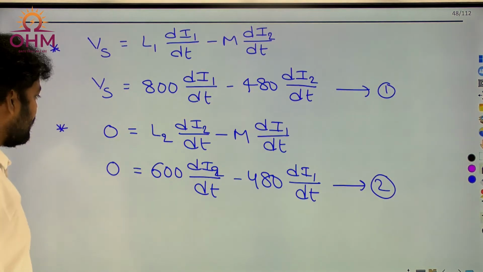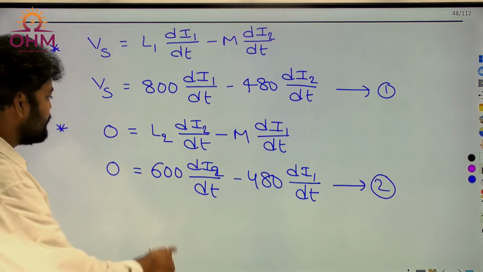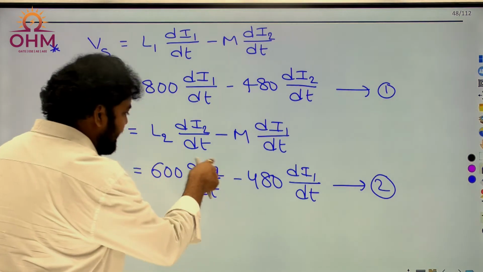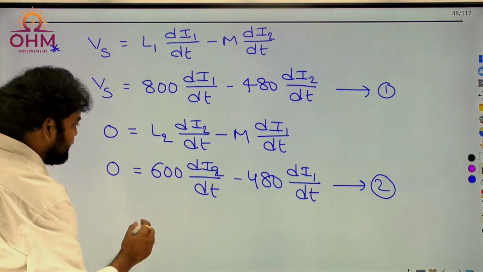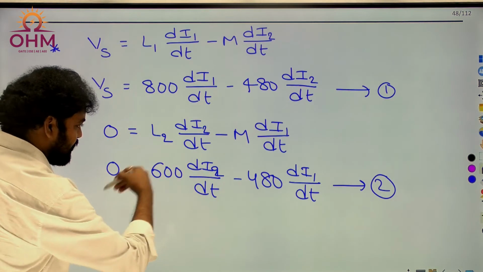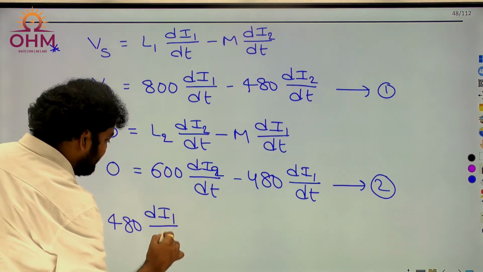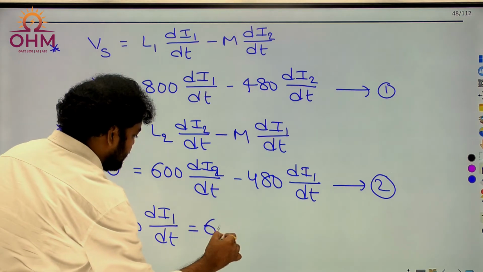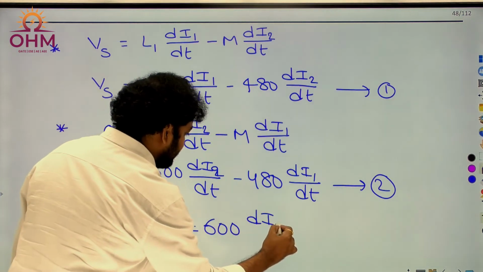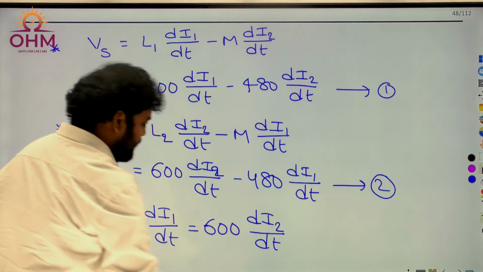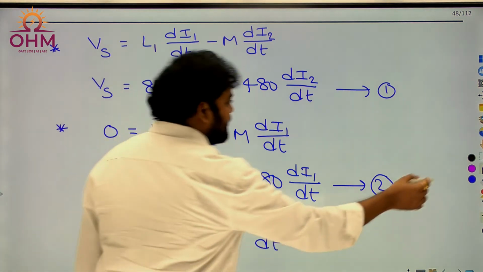Now what you do is separate di2 by dt from this second equation. So if I take this term to the left side, 480 into di1 by dt is equal to 600 into di2 by dt. Separate di2 by dt. That is my point.